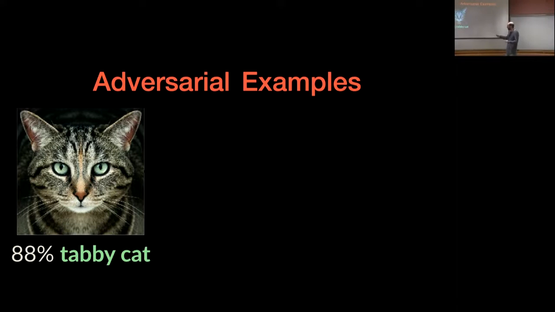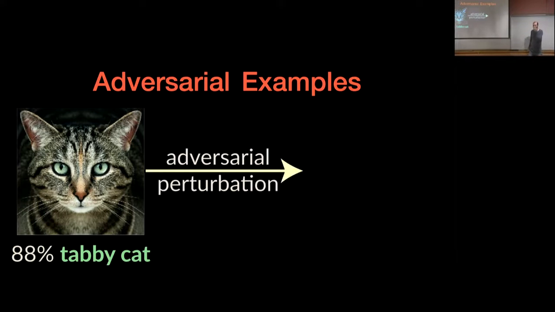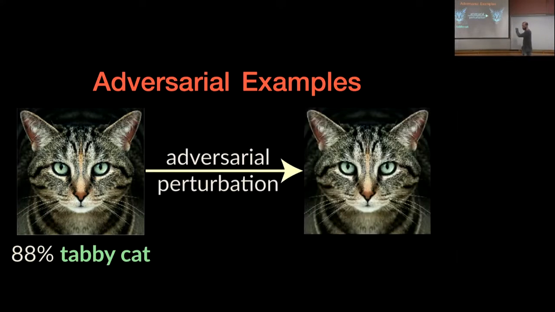And what you can do is you can take, look, this is an image of a tabby cat. All of us can recognize this. But you can introduce what's called an adversarial perturbation. Gives you this other image. Looks essentially indistinguishable to all of us. But the same neural network that gets this one right with 88% confidence gets this one wrong with 99% confidence as the label guacamole.